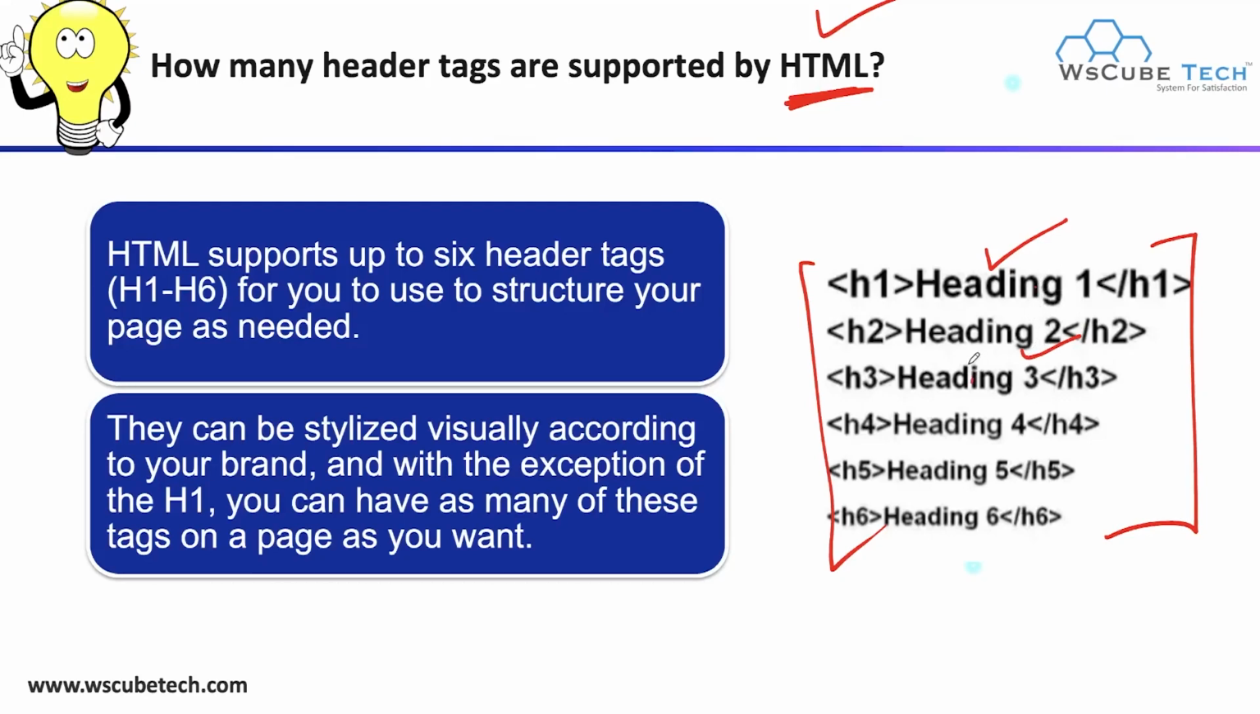Again, h3, which is the subheading of h2. h4, which is the subheading of h3. Again, h5, which is the subheading of h4. And the h6 tag, which is the subheading of your h5.